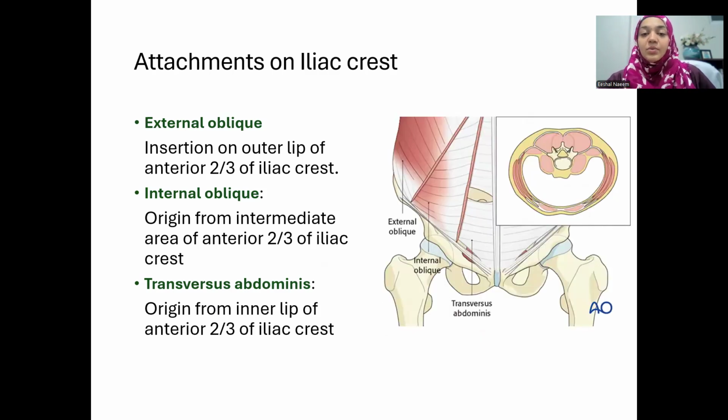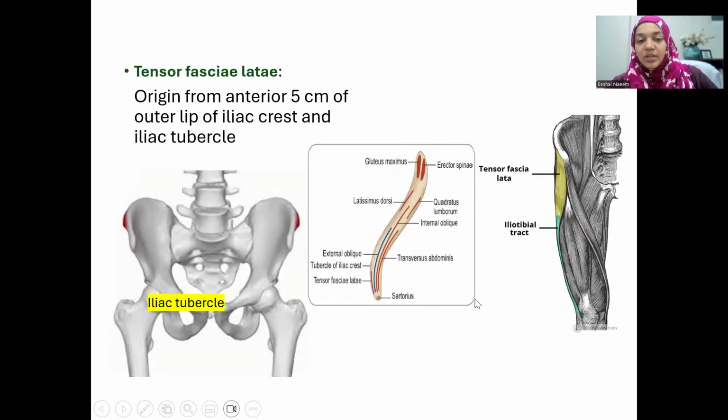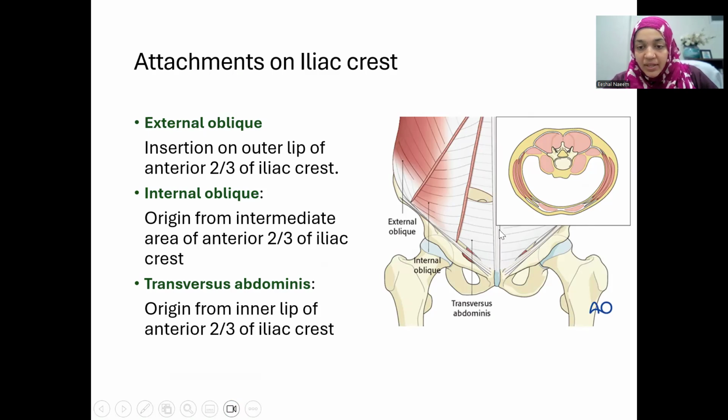Moving on, this is how they've shown you. This is the external oblique. If I cut it off, I get the internal oblique. If I also dissect it, I get the transversus abdominis. The straight fibers coming here are forming a conjoined tendon of rectus abdominis at the pubic tubercle. You will see it later.